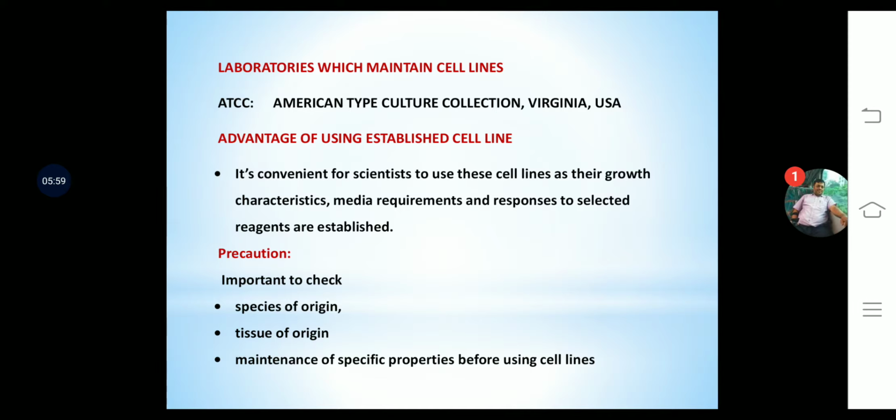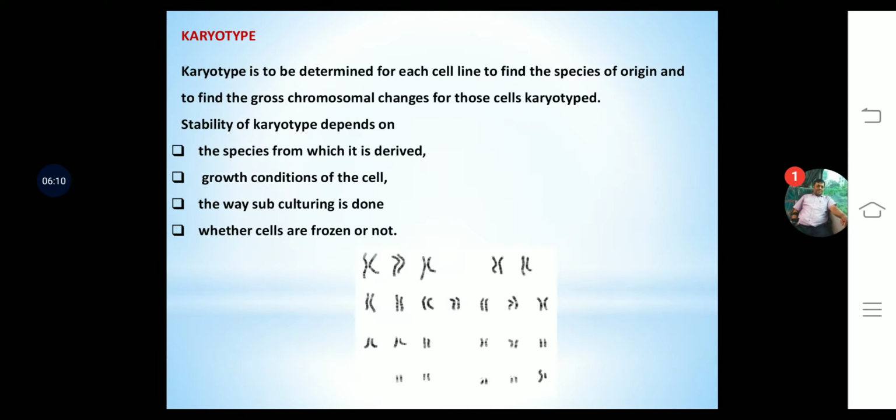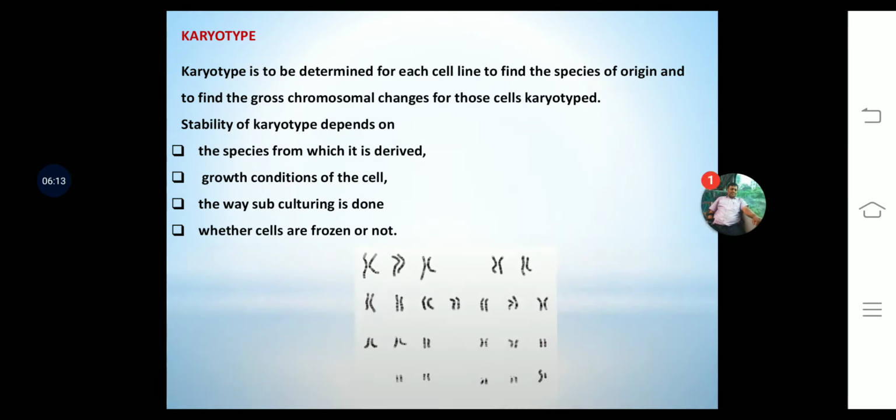But there are precautions, because it's very important to check the species of origin, the tissue of origin, and the maintenance of the specific properties before using the cell lines. Coming to the karyotype, the karyotype is to be determined for each cell line to find the species of origin and to find the gross chromosomal changes in those cells, because when cells get transformed, their karyotype changes, and it's very important to check these chromosomal changes.